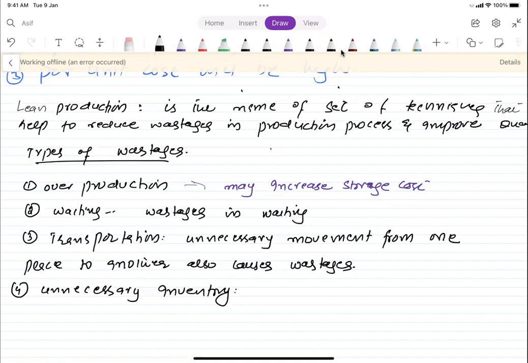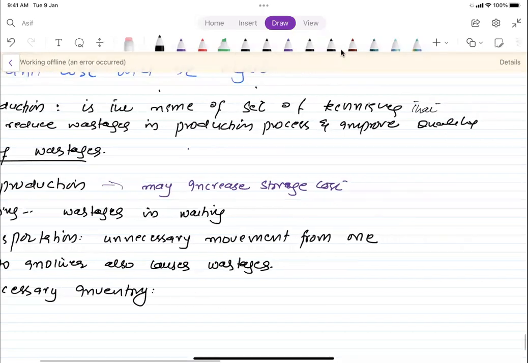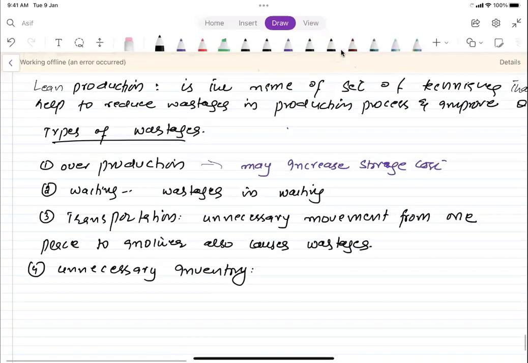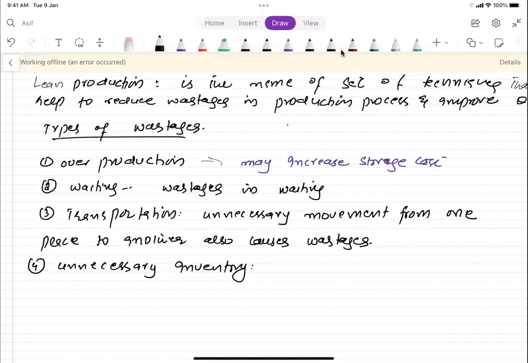Okay, kids, we started with lean production and we studied what lean production is. Lean production is the name of a set of techniques that help to reduce the wastages in the production process and also improve the quality of the production. Now, we call it lean production, but it is not one technique. Lean production is a set of techniques that is used by business to cut down the waste of resources.